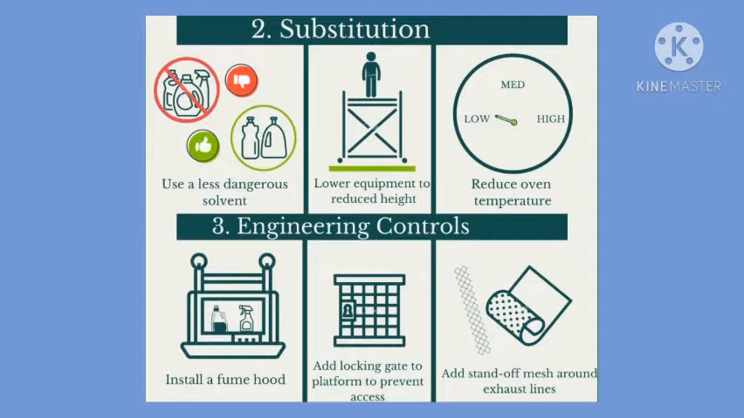Number 3, engineering controls. An engineering control is a control measure that is physical in nature, including a mechanical device or process. Physically change the equipment or work environment to separate workers from the hazard. For example, install a fume hood, add a locking gate to the platform to prevent access, and stand-off mesh around exhaust lines.